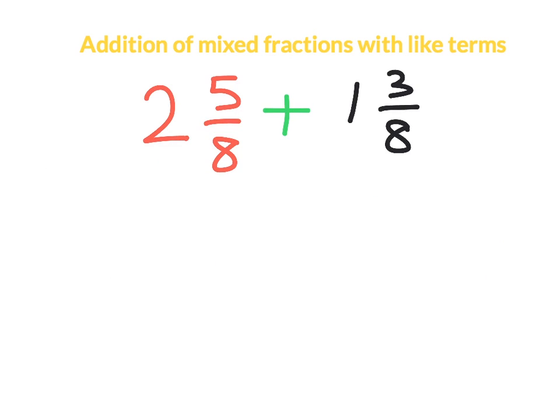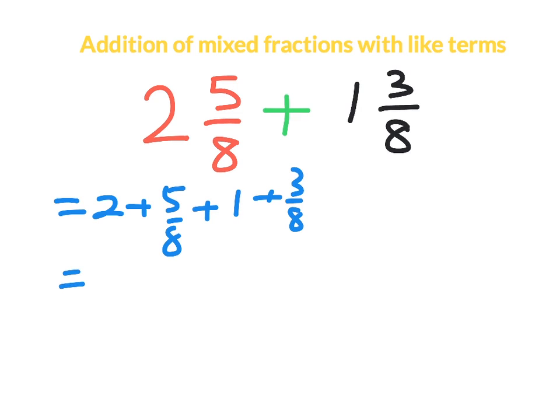It's much easier when you are adding mixed fractions whose fraction parts are like fractions. So we have an example here: 2 5 over 8 plus 1 3 over 8. 5 over 8 is very similar to 3 over 8 because they have the same denominator. So it's very straightforward. We can use the first method. So we just say 2 plus 5 over 8 plus 1 plus 3 over 8. So this is going to be 2 plus 1 plus 5 over 8 plus 3 over 8.